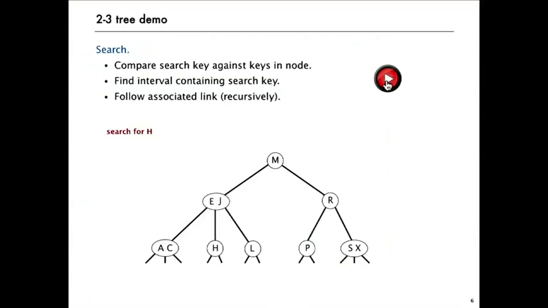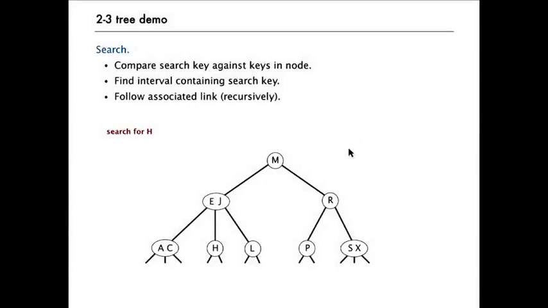Okay, let's take a look at a demo of searching in a 2-3 tree. So say we have this 2-3 tree here, and we want to search for whether or not H is one of the keys in the tree. We start at the root, compare the search key against the key or keys in the node, and follow the link corresponding to the interval that we know must contain the search key by the definition of the tree. And then we recursively continue the search.